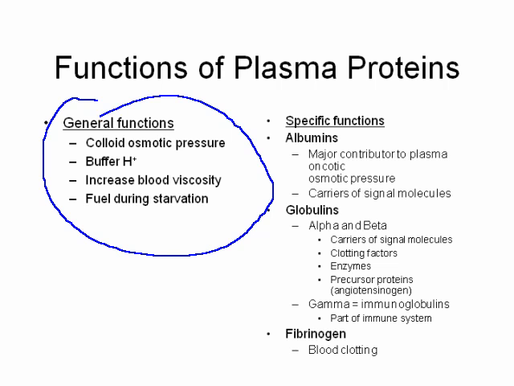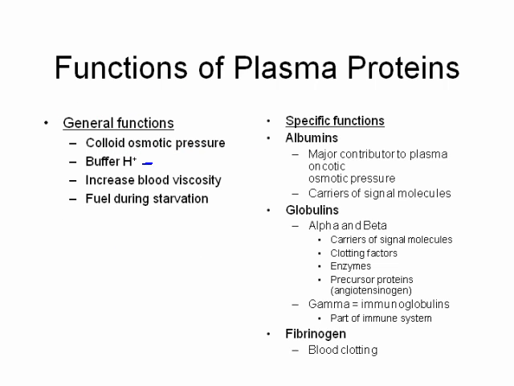So let's talk about the functions of plasma proteins. Generally, they contribute to the colloid osmotic pressure. We talked about this when we talked about the Starling forces that are involved in exchange of material in the microcirculation, that is between the blood and the tissue surrounding the blood. Also, plasma proteins buffer hydrogen ions, so they help to control pH. They increase the viscosity of the blood, and they can be used as a source of fuel or energy during states of starvation.